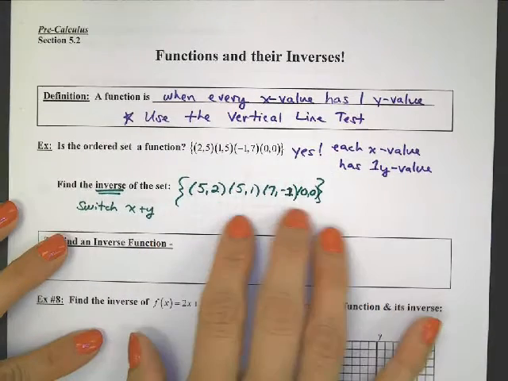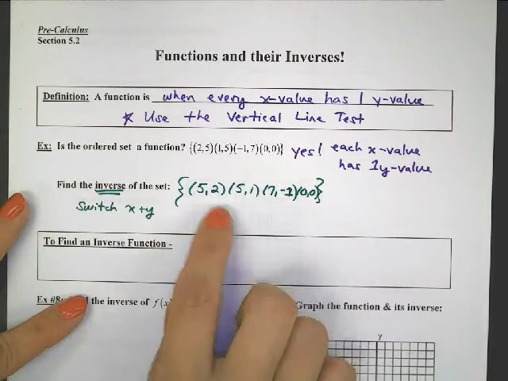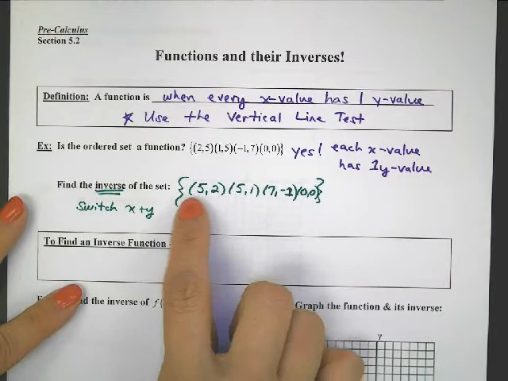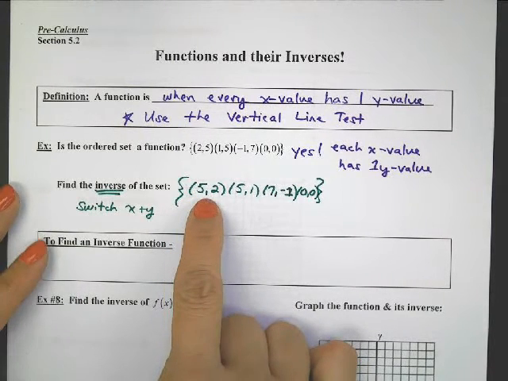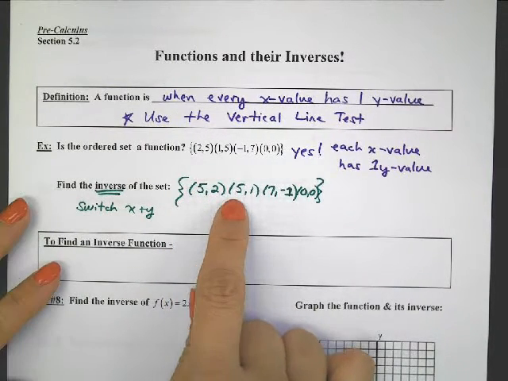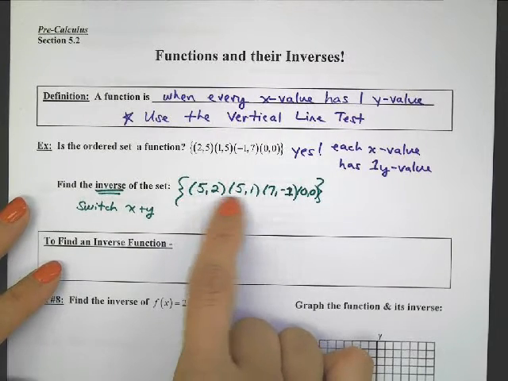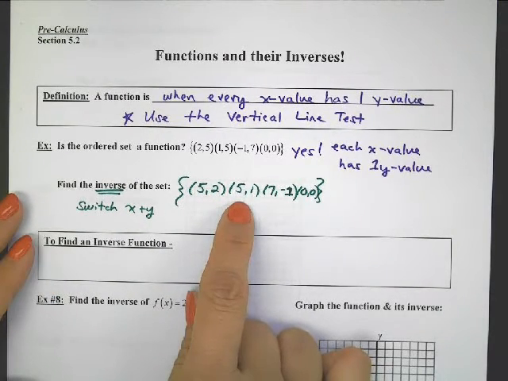Now, is this a function? I'm noticing a problem right here. First, you plug in a 5 and you get a 2. But then you plug in a 5, you get a 1. This is not a function.